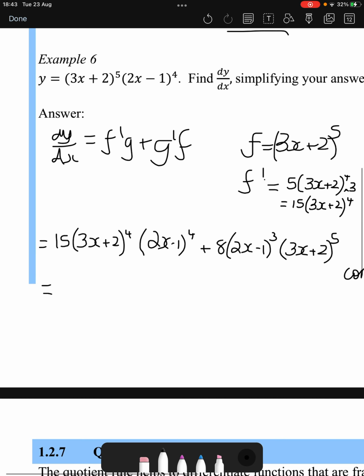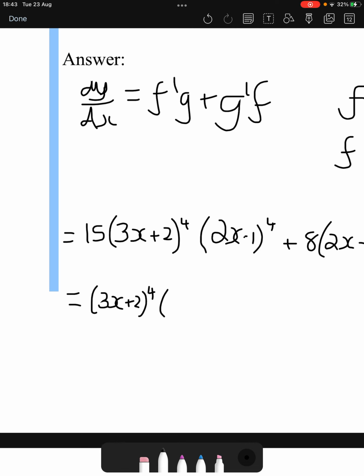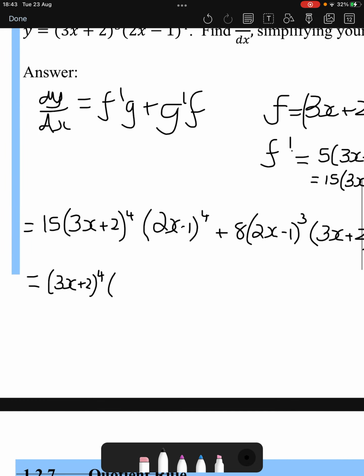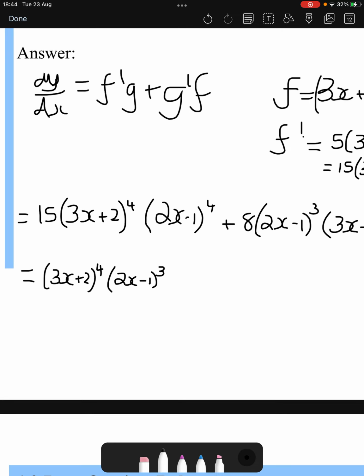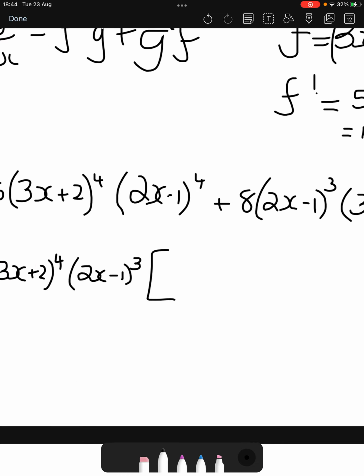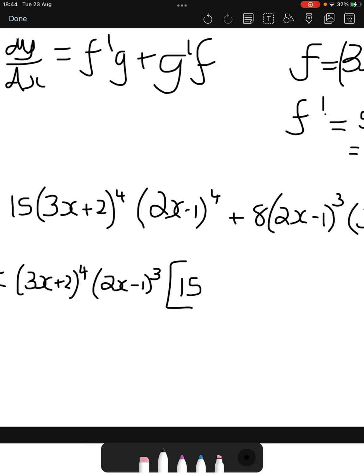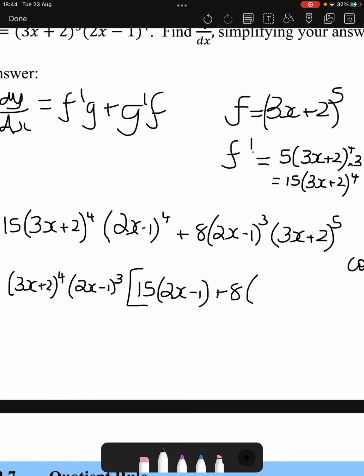Looking at the 3x plus 2, the biggest power we could take out of both of them is the power of 4. So (3x plus 2) to the power of 4, we're going to take that out. We can't take out a number, as the 15 and the 8 don't have a common factor. And then we're going to take out (2x minus 1) cubed. Quite often when taking out a big thing, I like to put in a square bracket. You can put in a round bracket, but I'd always do a square. So we're left with 15, from the first part, where we've taken out all that power of 4, and we're left with (2x minus 1). Then we're left with plus 8, and we've taken out the cube, so we're left with (3x plus 2).